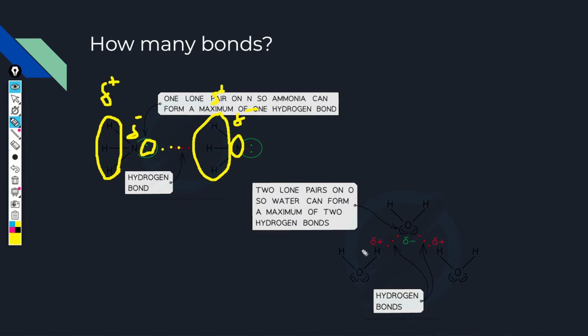However, let's take the example of water. Oxygen, like we know, has two lone pairs. So what will happen? The delta positive hydrogens of water will form hydrogen bonds between them. So this will form two hydrogen bonds per water. This will mean water has two bonds, and ammonia will only have one bond. So water will have a stronger attraction.